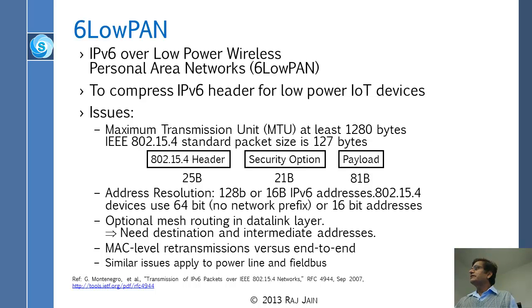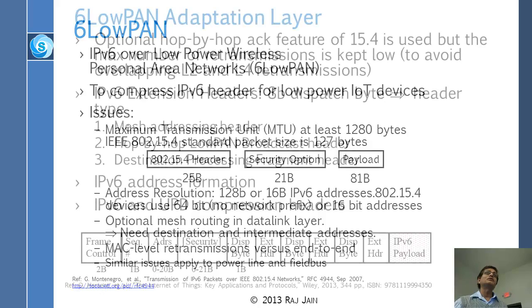And similar issues apply to power line and field buses. So the thing is, 6LoWPAN, even though it is designed for 15.4, the issues are not limited to 15.4. If you did IPv6 over power line, you will run into similar issues. Not that bad, but similar issues. Okay? So now if you understand all the issues and agree with them, then we will go to the solutions.